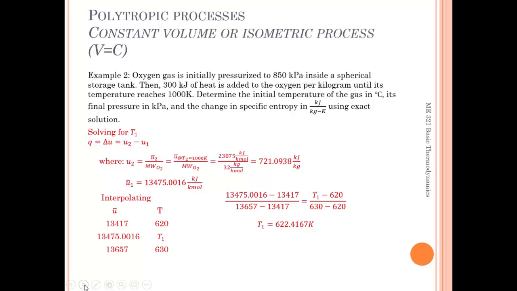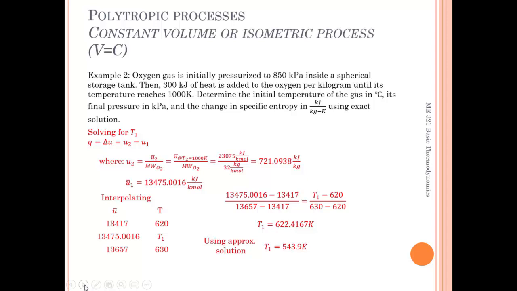Now, before we proceed, I would like everyone to try solving for T1 using approximate solution. What you will get is 543.9 Kelvin. Now you may ask, why is the difference quite high? The reason behind this is that the temperatures involved in this problem are far from 300 Kelvin.